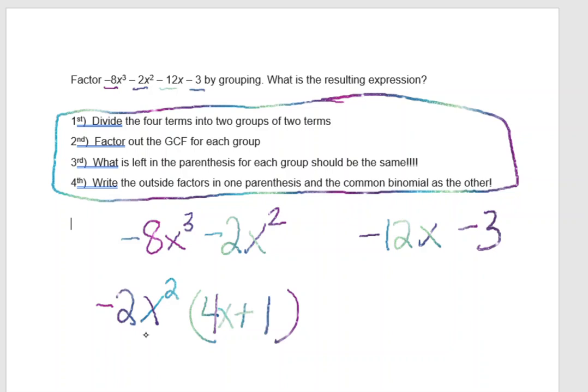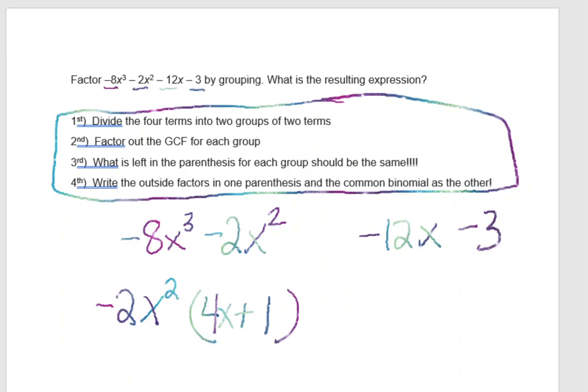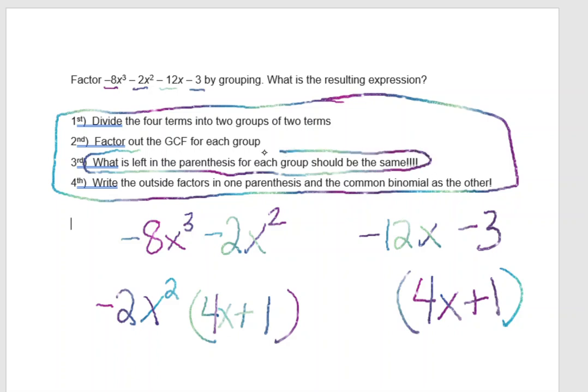I should be able to go back and distribute, which means multiply the outside times each term on the inside, and get back to that answer, negative 8x cubed minus 2x squared. So that's a good way to check to make sure you can get back to the starting polynomial. Okay, and then we want to do the same thing for our second group over here. Now keep in mind, we want the inside parentheses to be the same. That's the third step. What is left in the parentheses for each group has to be the same.